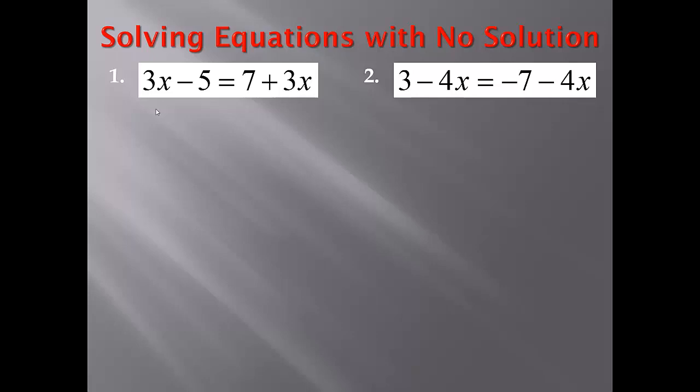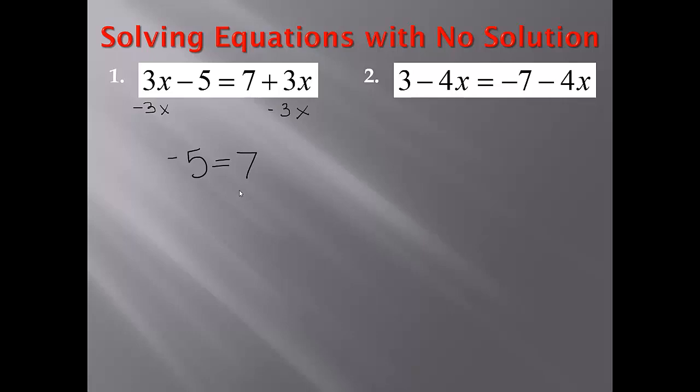So the first thing we can do is go ahead and subtract 3x from both sides. That way we can eliminate it on the left-hand side. So we'll subtract 3x on the left, and we also will need to subtract 3x on the right. Now on the left-hand side, 3x minus 3x is 0, so we have negative 5. And on the right-hand side, we still have our 7, and then 3x minus 3x is 0.